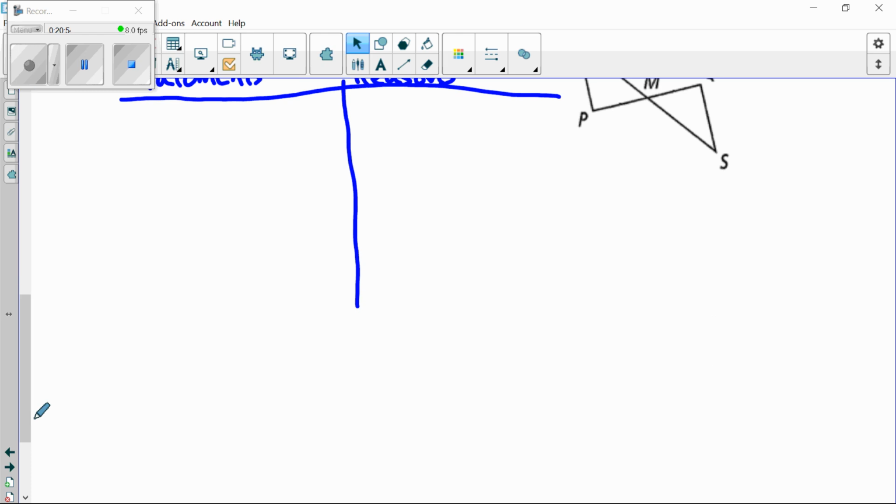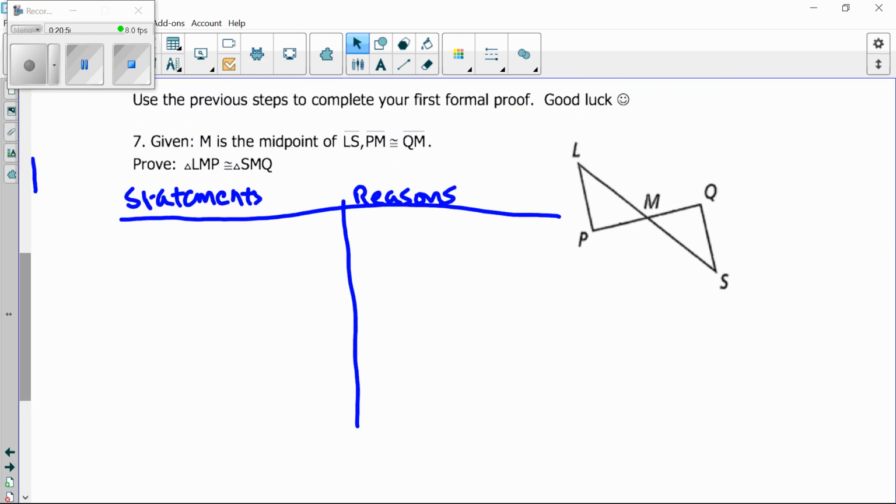Okay, so we're going to take a look at this proof. I got to fix that T because it's annoying the crud out of me. I'm going to start with my first given. Given number 1 is M is the midpoint of LS. And its reason is given. So let's talk about those reasons.